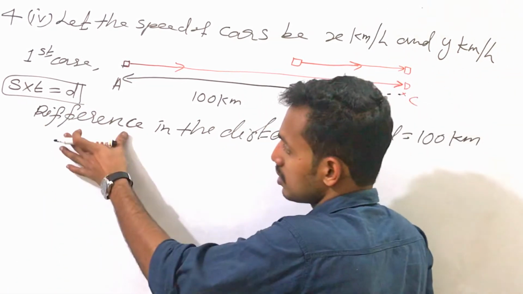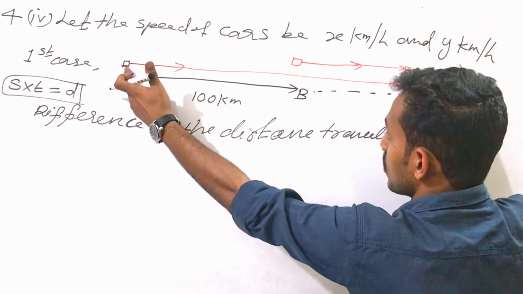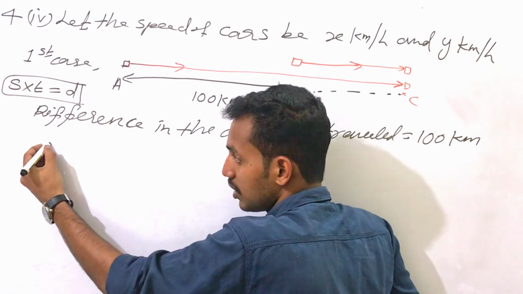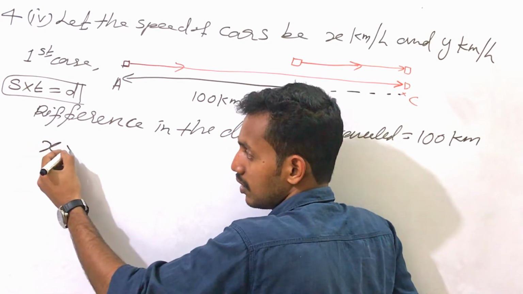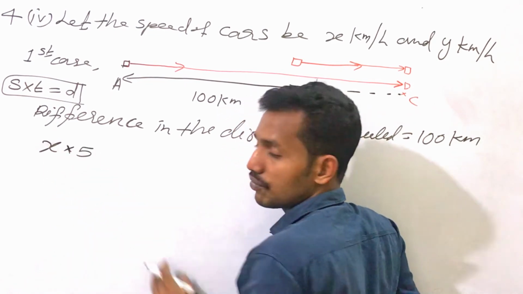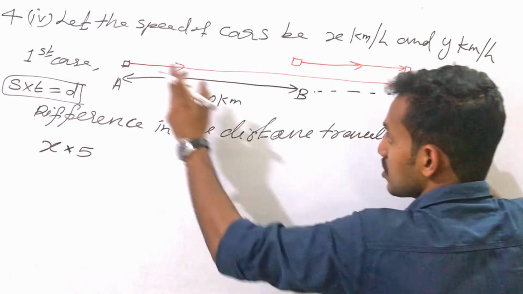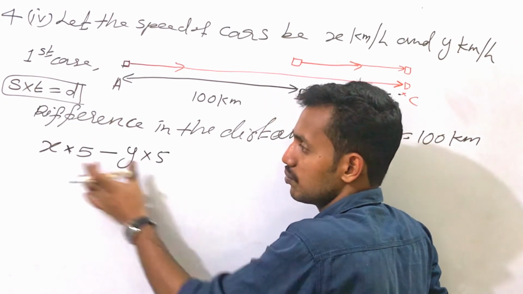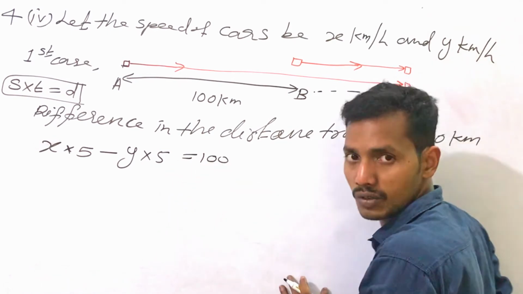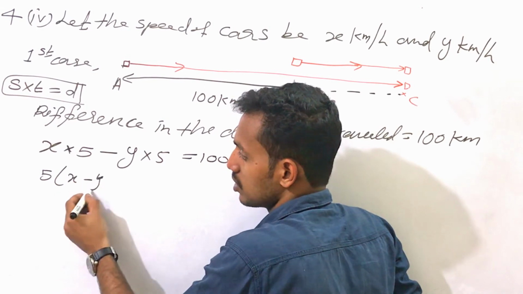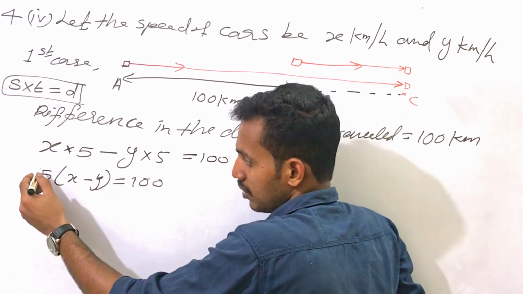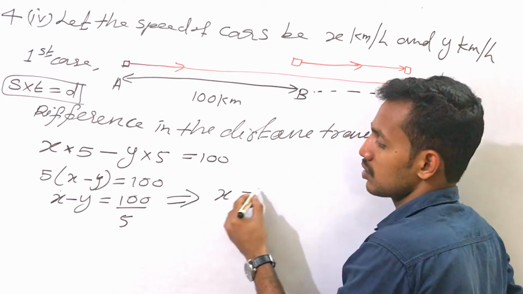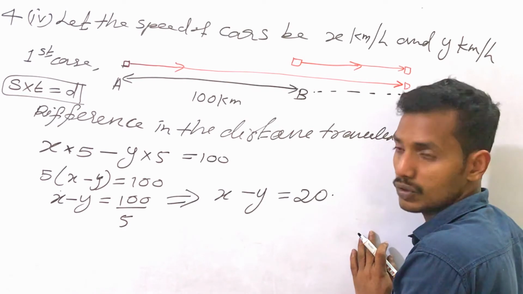Now, what is the difference in their distance traveled? That is distance traveled by the first car minus distance traveled by the second car. That is speed into time. So speed of the first car, x, into time taken. What is the time taken? 5 hours to meet. So x into 5 minus, what is the speed of the second car? y into 5, because both cars took the same time, is equal to 100 km. That is 5 into (x minus y) is equal to 100. So x minus y is equal to 100 divided by 5, which implies x minus y is equal to 20. Clear? Equation number 1.